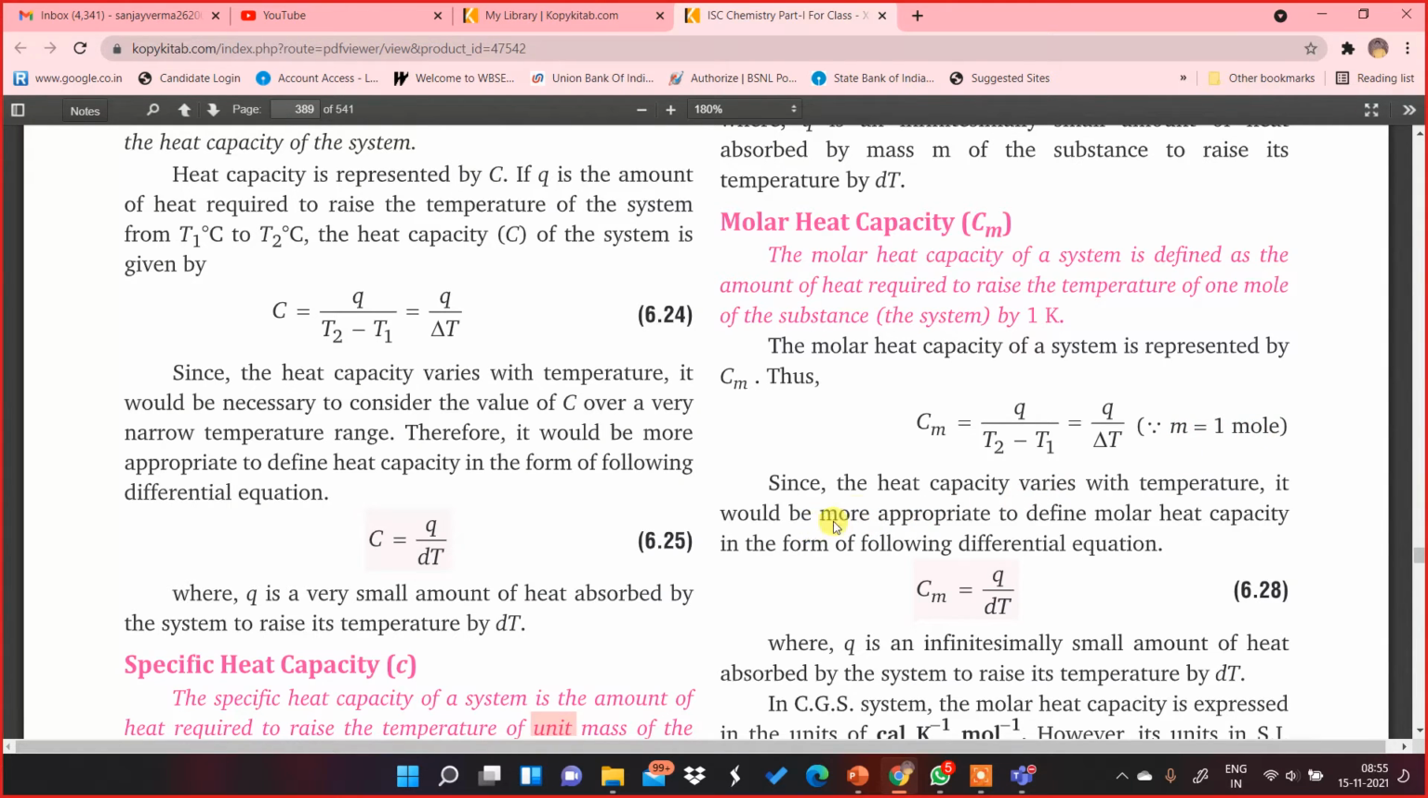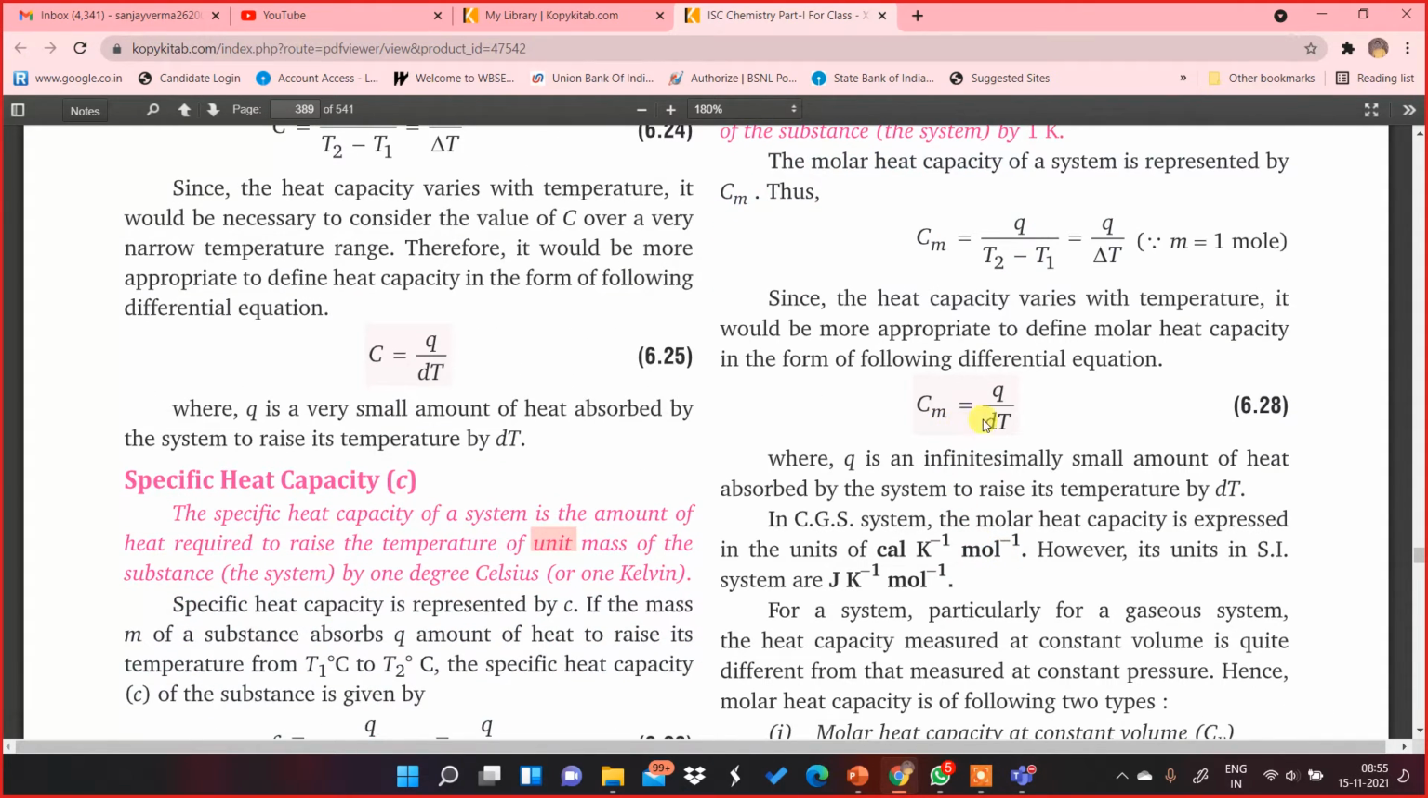Since the heat capacity varies with temperature, it would be appropriate to define molar heat capacity in the form of a differential equation. Cm is equal to dQ by dT. Whenever you use d, it is a differential equation you are looking at. And similarly here also, this dQ is an infinitesimally small amount of heat being absorbed by the system to raise the temperature by dT Kelvin.